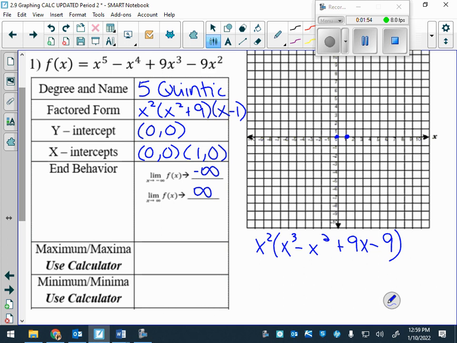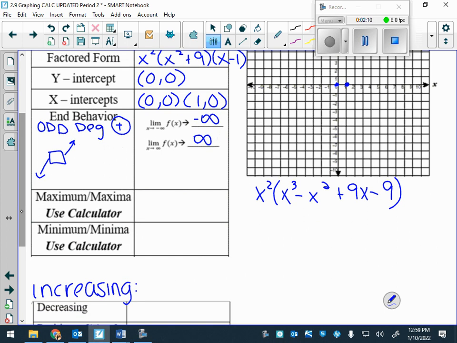Okay. This is an odd degree, positive leading coefficient, so it's going to resemble a line of some sort, okay, with the arrows going in opposite directions. So now the max and min you had to find in your calculator, okay?